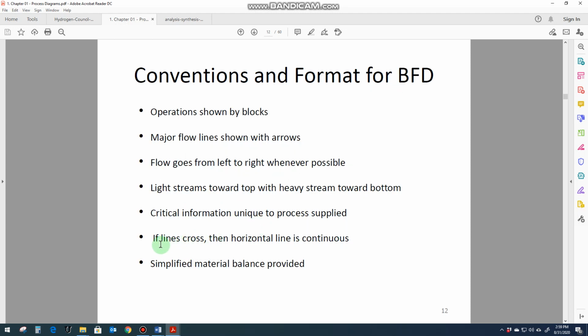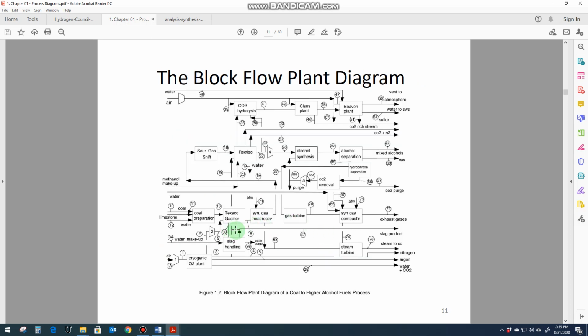If lines cross, then the horizontal line is continuous. So you see the streams here where different streams are interacting with each other. If there is a horizontal line, it will remain as such, but if there is a vertical line being connected within different processes, it should be like in this way, in which you show no line. So the horizontal lines should be continued, but the vertical lines cannot be continued during the intersection.